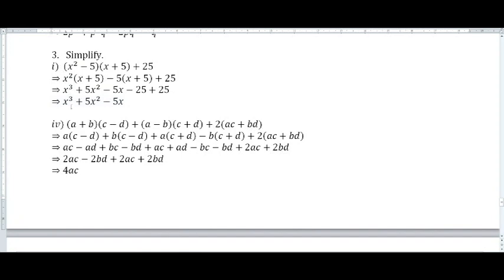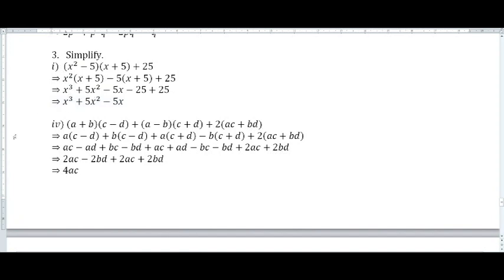Some common mistakes that the children used to make is here. They are trying to cancel minus 5x with plus 5 here. That cannot be operated because they are not like terms. You can add or subtract like terms only, but unlike terms cannot be subtracted or added. That I want to remind you again.